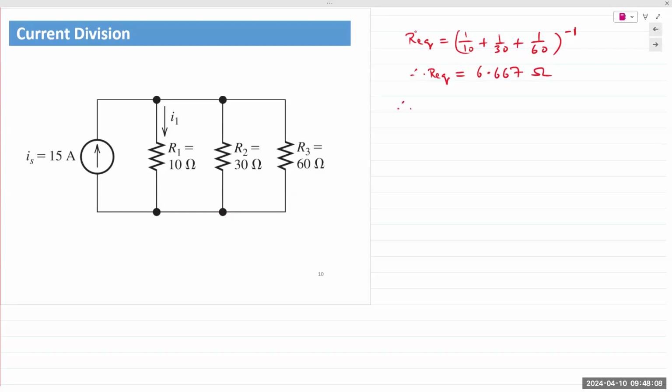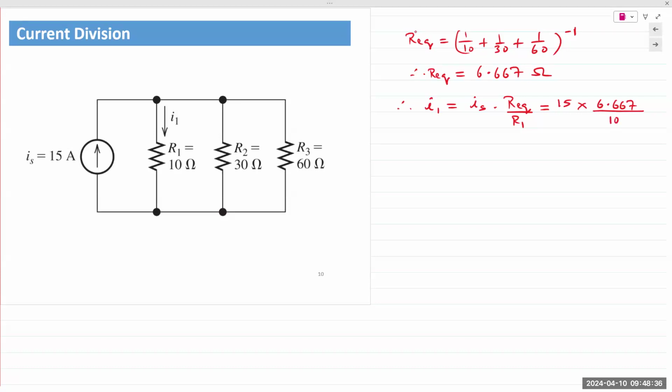So, as an example, I1 would be equal to the total current IS times Req over R1. IS is 15 amps. Req is 6.667. Also, one indicator: 6.667 is smaller than 10, which is the smallest value in that network. I hope everybody remembers that from last class.